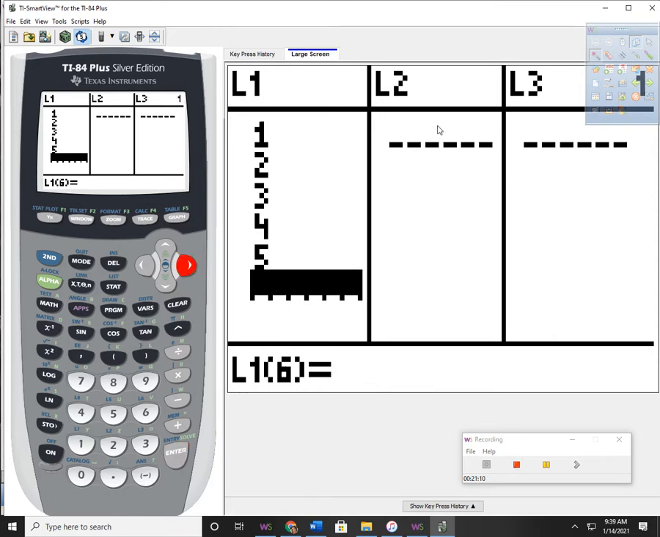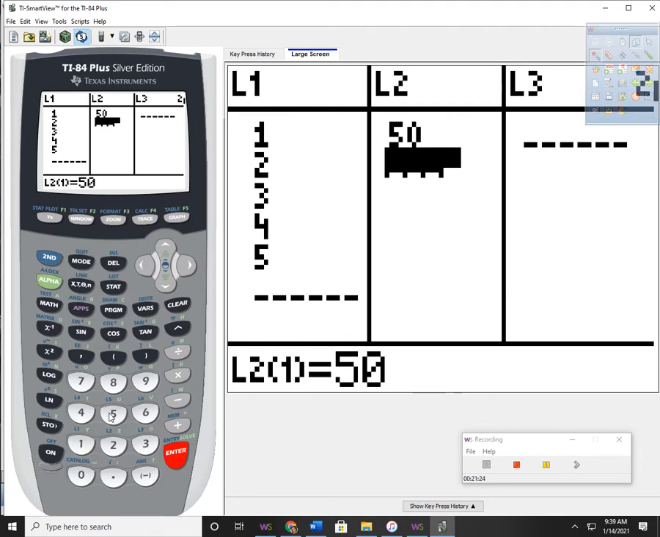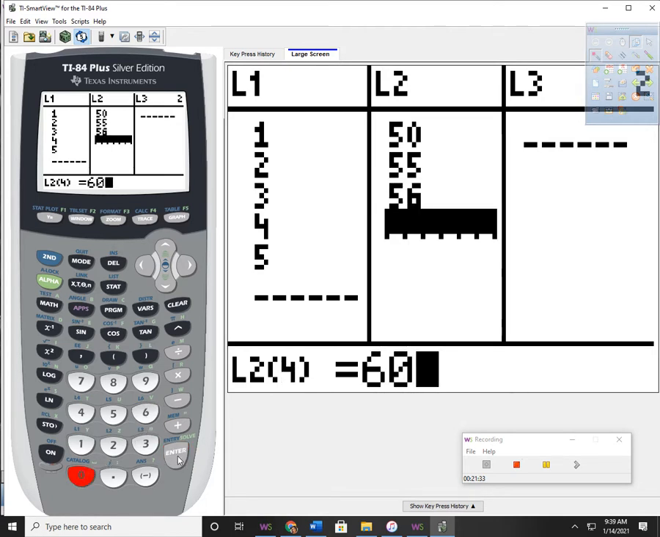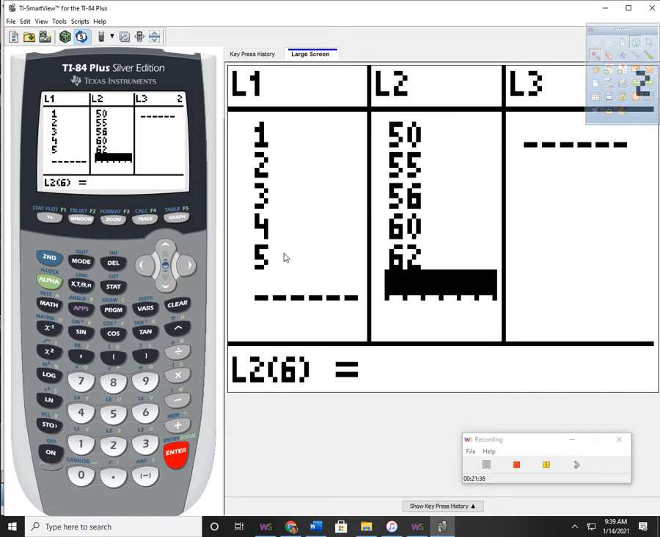Then to get over to list 2, you're going to click this right arrow, and it's going to pop you over into list 2, and you're going to put all of your y values. You need to make sure you put them in the same order. We went left to right, so you should go left to right. So we have 50, enter, 55, enter, 56, enter, 60, enter, 62, enter.